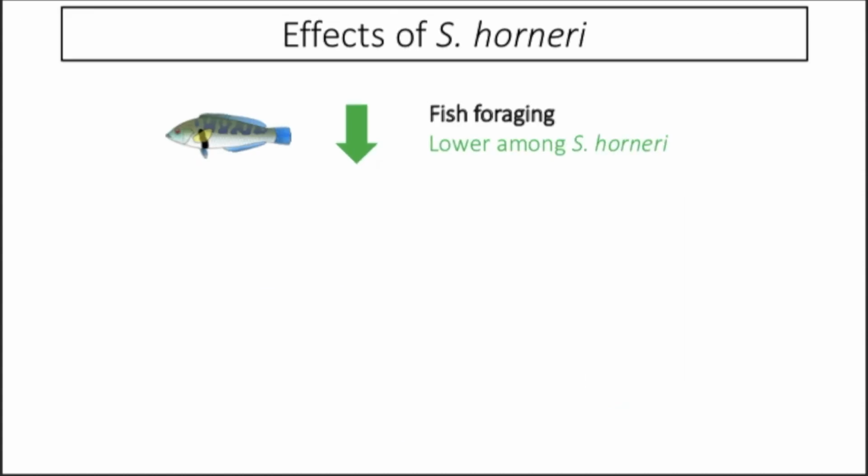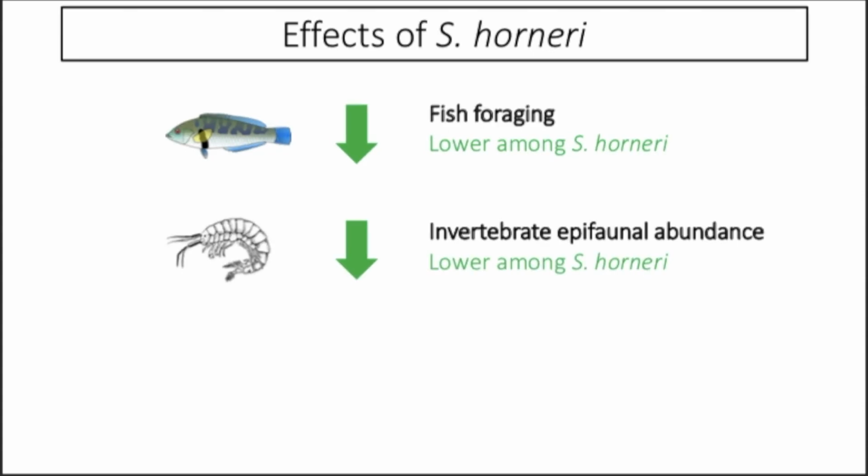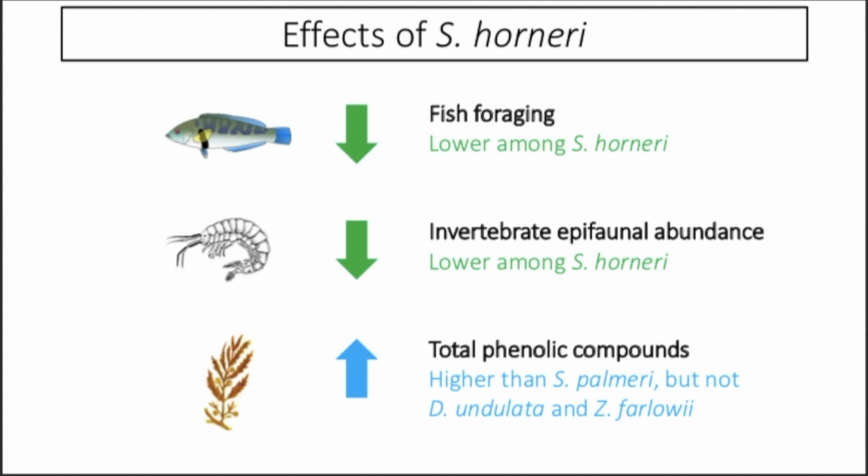So overall, I found that the effects of the invasive on the fish foraging were that they foraged less among the invasive compared to the native algae, and that was due to a lower abundance overall of invertebrates living among the invasive compared to the native algae. And I did find that the invasive had higher phenolic concentrations compared to the native Sargassum species, but not compared to the other 2 species. And again, that could be some sort of evolutionary difference between the inverts tolerating the phenolic concentrations of those other two algae.